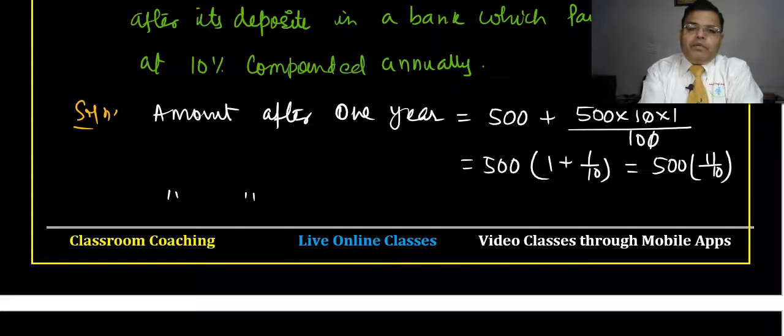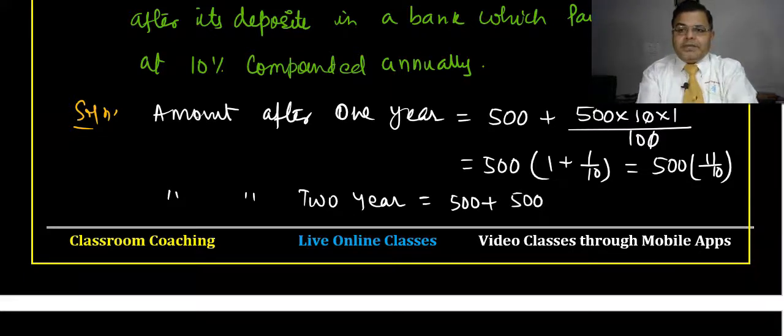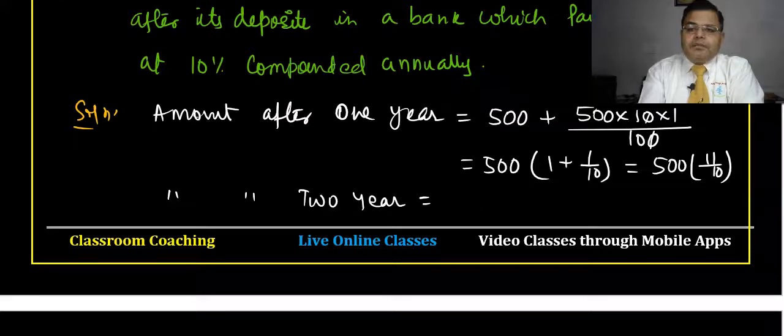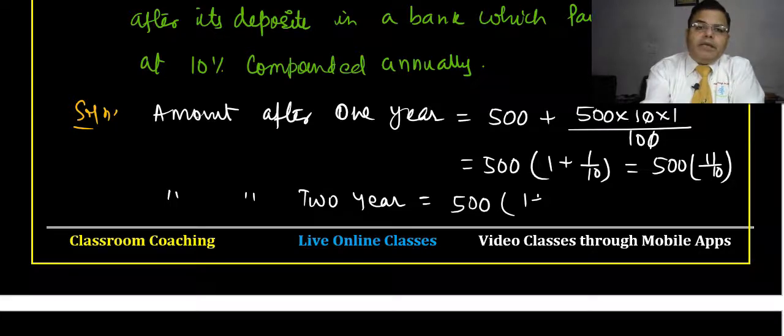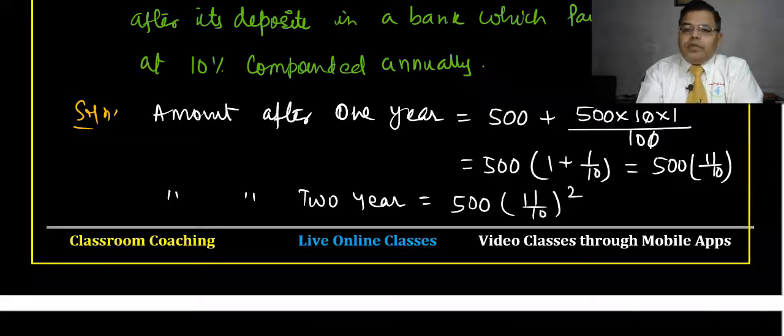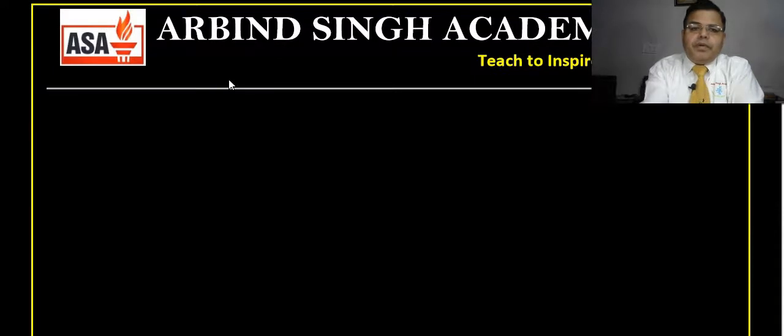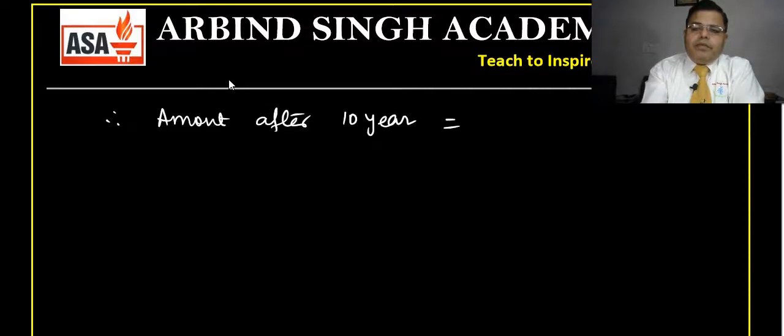Similarly, amount after 2 years will be 500 plus interest. Interest will be on this amount only. So that will be 500 into 1 plus 1 by 10, that is 11 by 10 whole square. Right, 1 plus r by 100 power 2, and so on. Therefore, amount after 10 years will be 500 into 11 by 10 to the power 10.